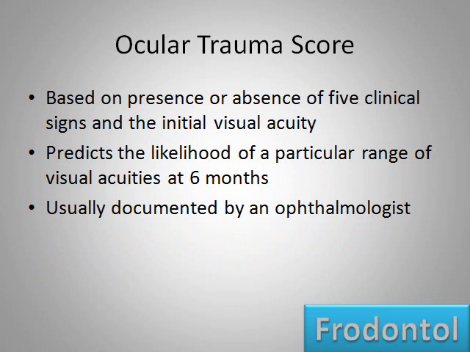The most mature scoring system is in fact called the ocular trauma score, and it's based on the presence or absence of 5 clinical signs, including the initial visual acuity. It predicts the likelihood of a particular range of visual acuities at 6 months, at the time of onset of the injury, and it's usually documented by an ophthalmologist.